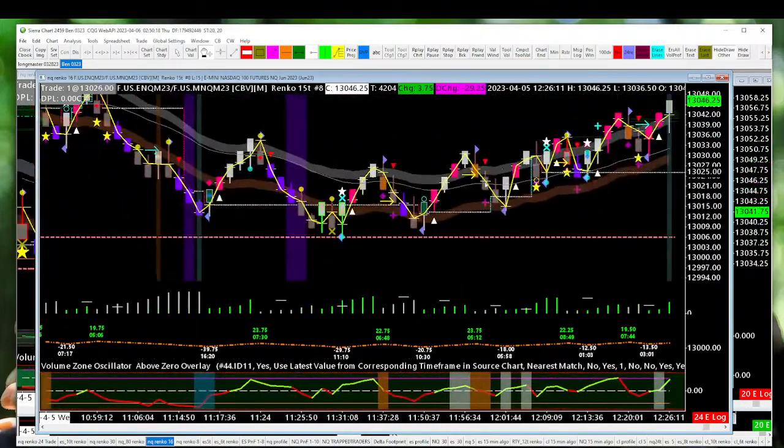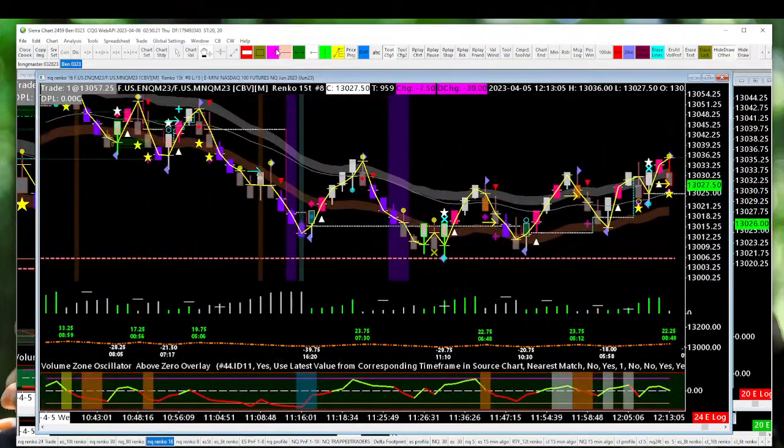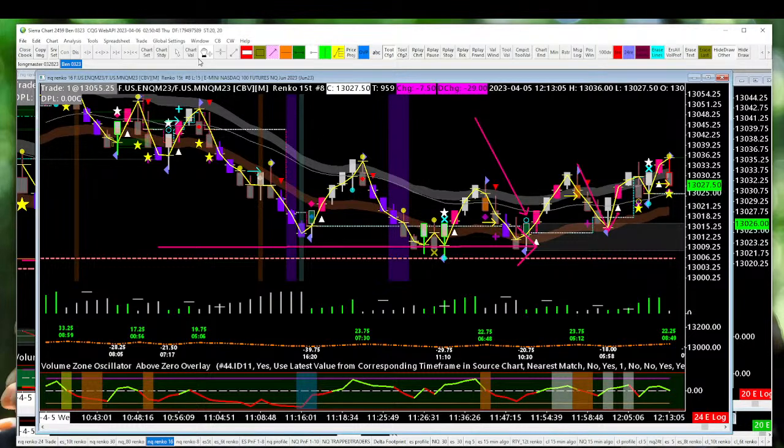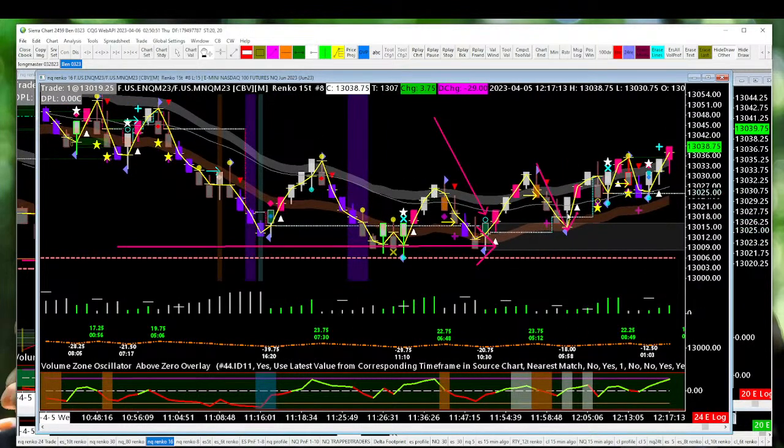If you get one of these rings at support and you've already gotten a low in and it comes back and it builds this ring and it's followed by a triangle, it's usually bullish. And this level, that range, is usually support. So when that holds, it makes that triangle a good long.